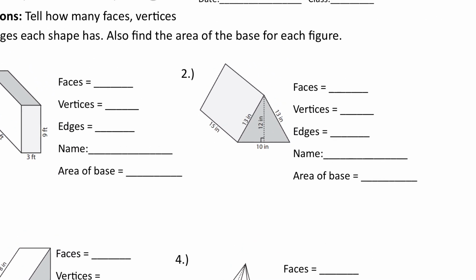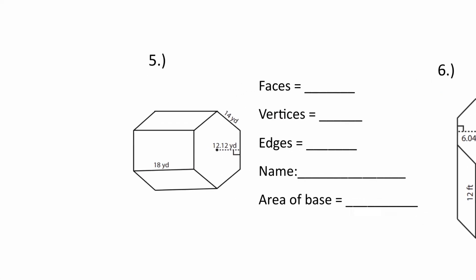Like on number 2, let's talk about this one. What type of figure is this, or what's the name of this? It's a triangular prism, okay? So this one is actually laying on its side, basically. And the triangles are the bases. So when you find the area of the base on this one, you're going to be finding the area of the triangle.